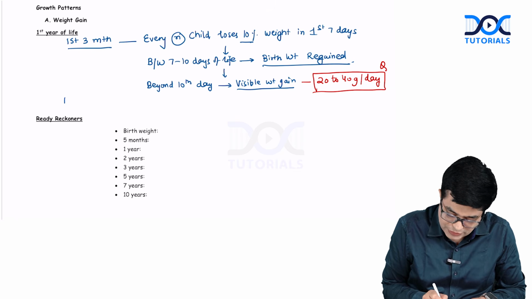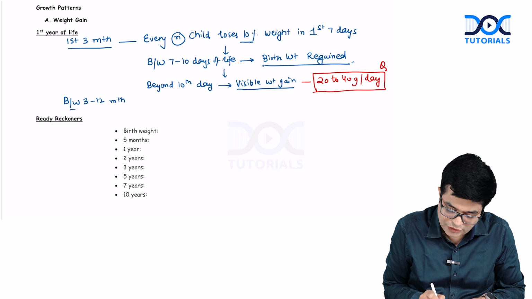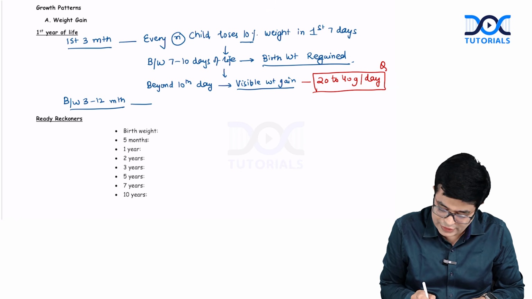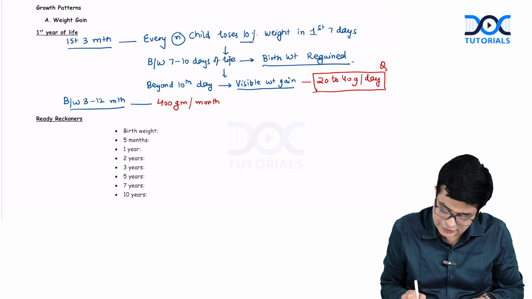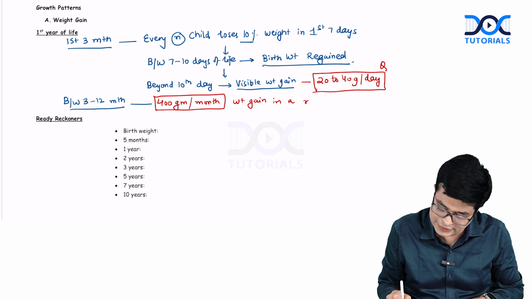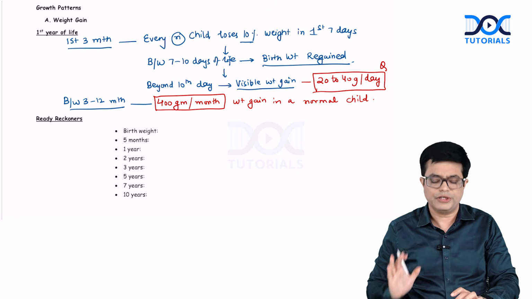Okay. And between 3 to 12 months, we are talking about the first year of life, right? There will be an average weight gain of 400 grams per month. 400 grams per month weight gain will occur in a normal child. This is what we are talking about, a normal child, right? So these are facts that you need to remember.